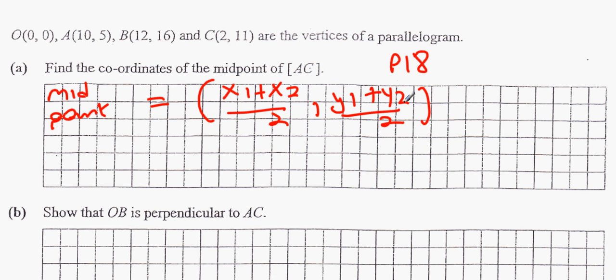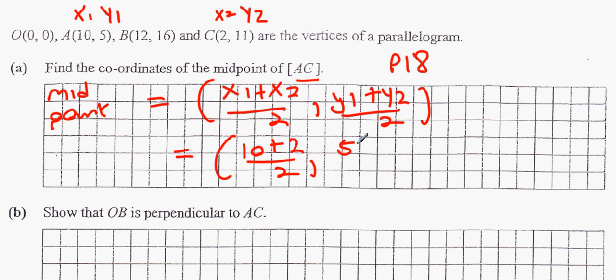Looking for the midpoint of AC. A can be x1, y1, and C can be x2, y2. Put them in. x1 is 10, x2 is 2, divided by 2. y1 is 5, y2 is 11, divide that by 2, and your answer should come to 5, 8. Sorry, not 5, 8, 6, 8, excuse me. So 10 plus 2 is 12, 6, 8.